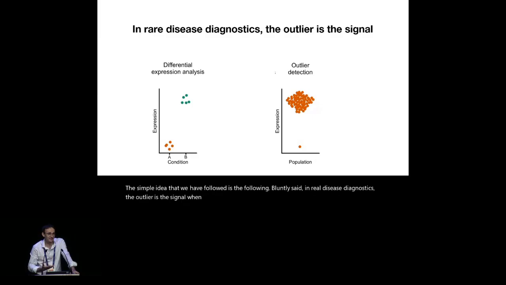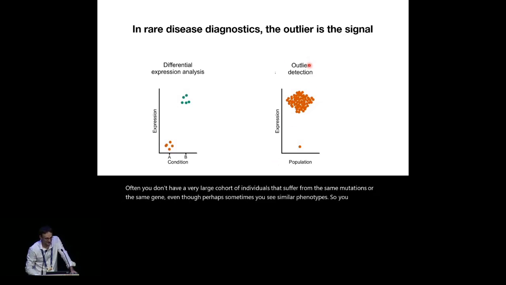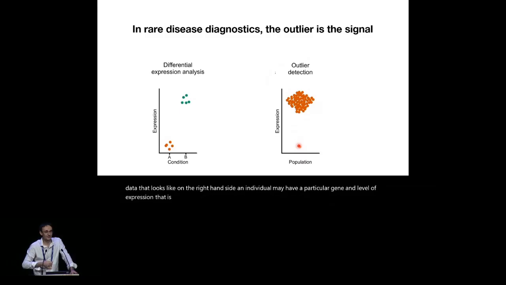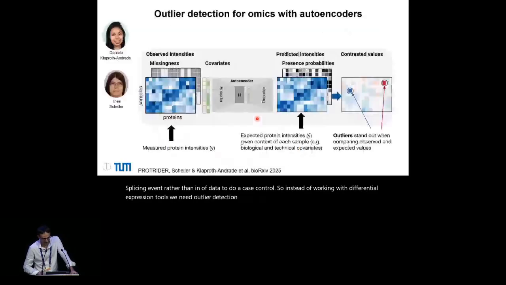When you look at a data set from rare disease, often you don't have a very large cohort of individuals that suffer from the same mutations or the same gene, even though perhaps sometimes you see similar phenotypes. So you have rather data that looks like on the right-hand side: an individual may have for a particular gene a level of expression that is aberrantly low or high, or a splicing event, rather than enough data to do a case control. So instead of working with differential expression tools, we need outlier detection tools, and that's what my lab has been doing for several omics layers.